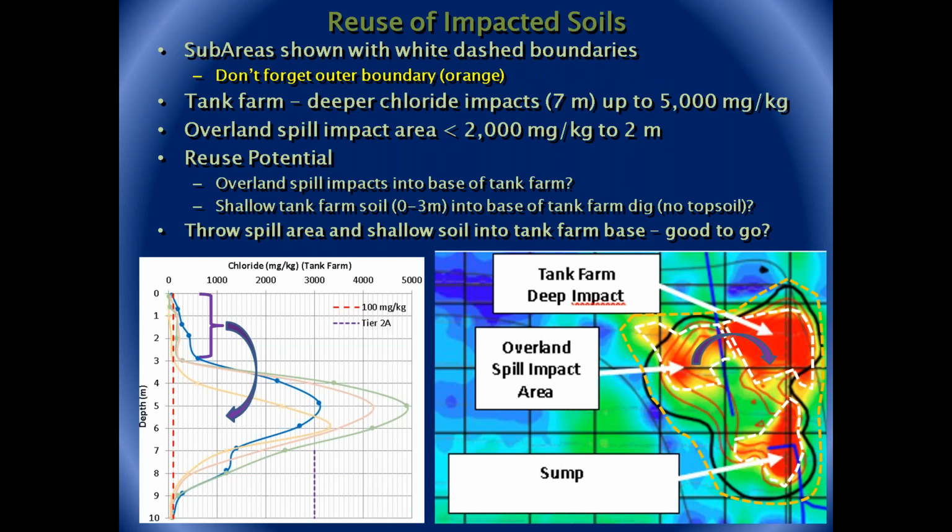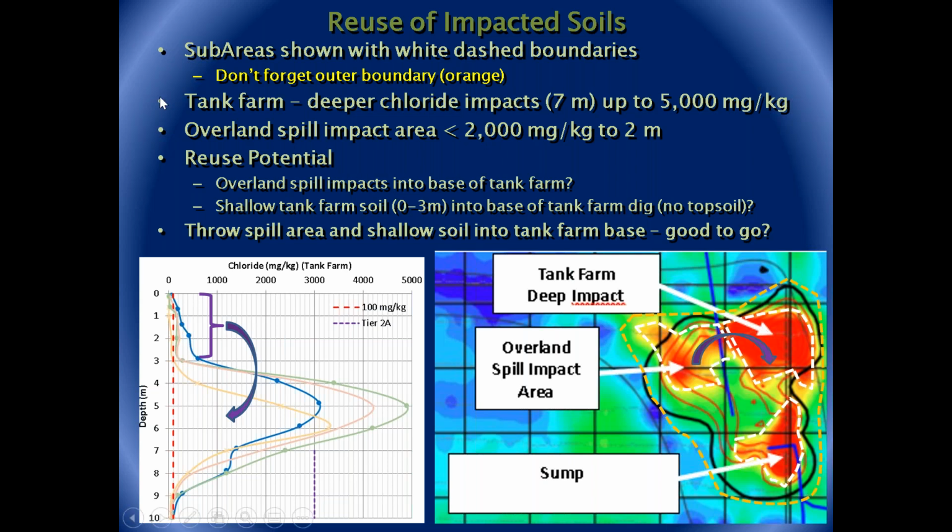So this is kind of an example scenario here where it was a site with 3 different impact areas. So there was a tank farm over here, and it's got this white boundary, and that's where the heaviest impacts were observed. And then over here you have an overland spill area, and it broke the berm basically and spilled out into this area. And then there was a sump. So I guess the first thing you do is you go do your SST assessment after you do your delineation.